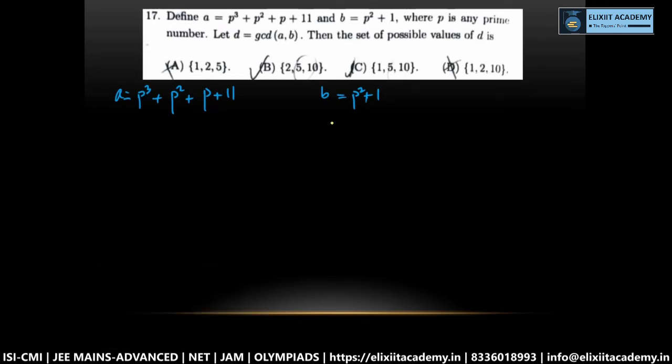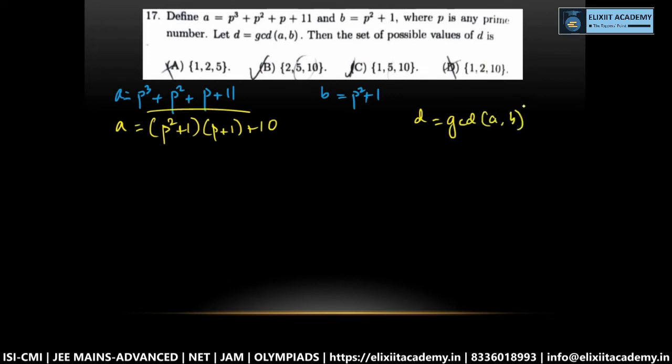So here A is PQ plus P square plus P plus 11, and what we can do is simplify this. Let's factorize this: P square plus 1, and P plus 1 plus 10. What else is given? D is the GCD of A and B. The set of possible values of D is what?